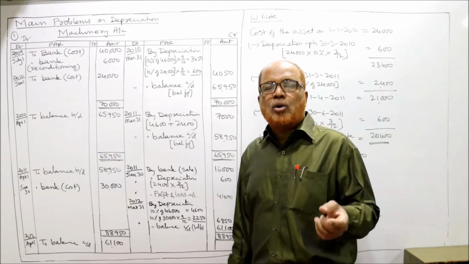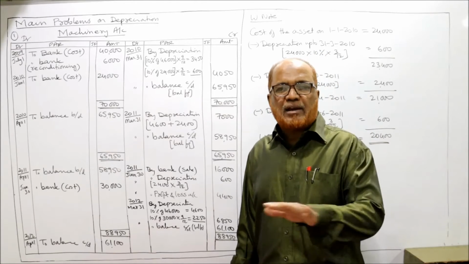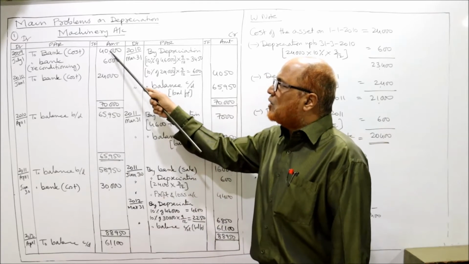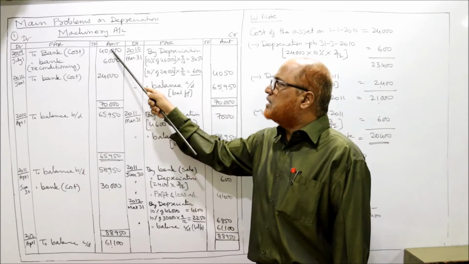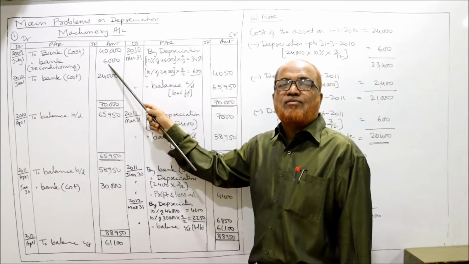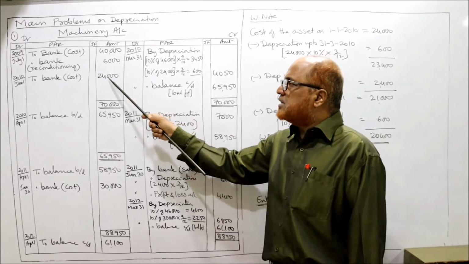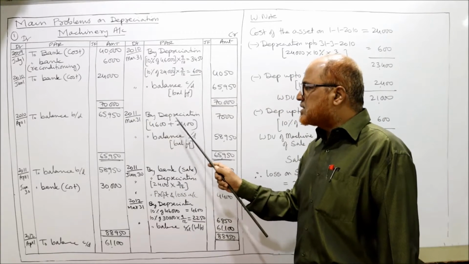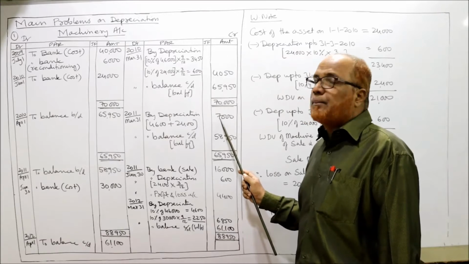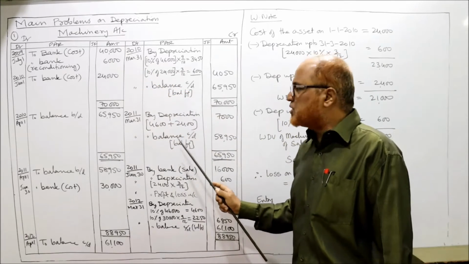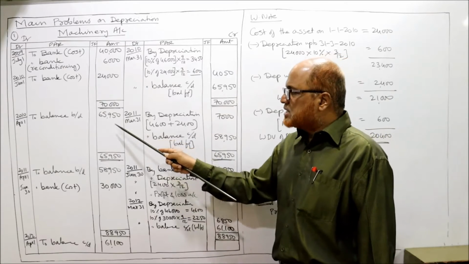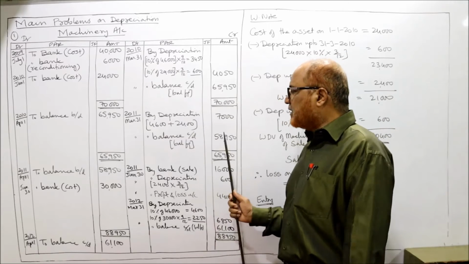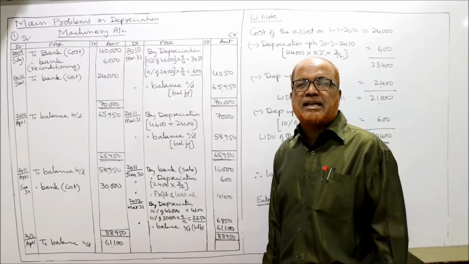Now depreciation is provided on original cost method, straight line method. So annual depreciation will remain the same, 10%. So 10% of 46,000, 40,000 plus 6,000, is 4,600. 10% of 24,000, 2,400. So 4,600 plus 2,400, 7,000 is the depreciation on both these machines, first machine and second machine. Now take the total: 65,950 minus 7,000, 58,950. So 58,950 is the closing balance of machinery at the end of the second year.